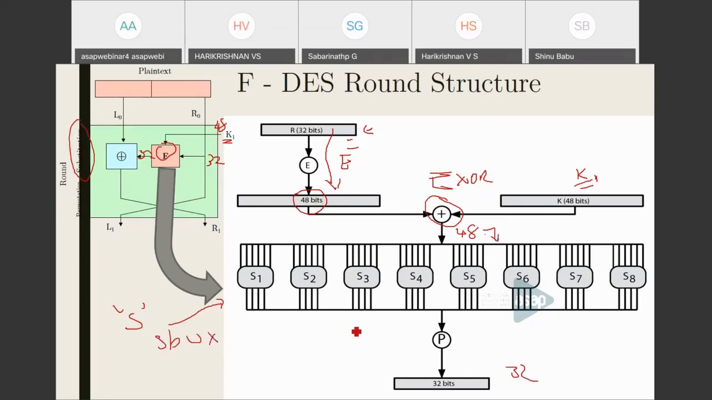So the 48 bits, you go ahead and divide into eight 6-bit blocks. There will be 8 substitution boxes, and we feed 6 bits into each. Each S box transforms 6 bits into 4 bits. There are 6 lines coming in and just 4 lines going out. So here you get 4 bits, here you get 4 bits, and so on. Eight 4-bit outputs give a total of 32 bits. So the 48 bit to 32 bit conversion happens through these substitution boxes.